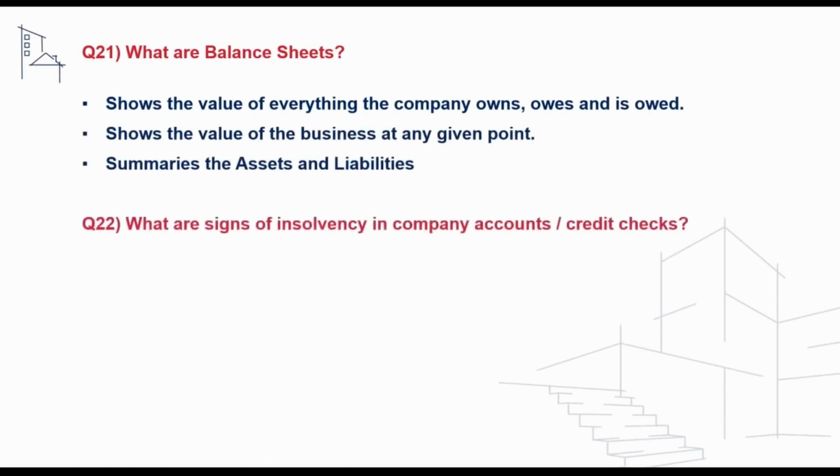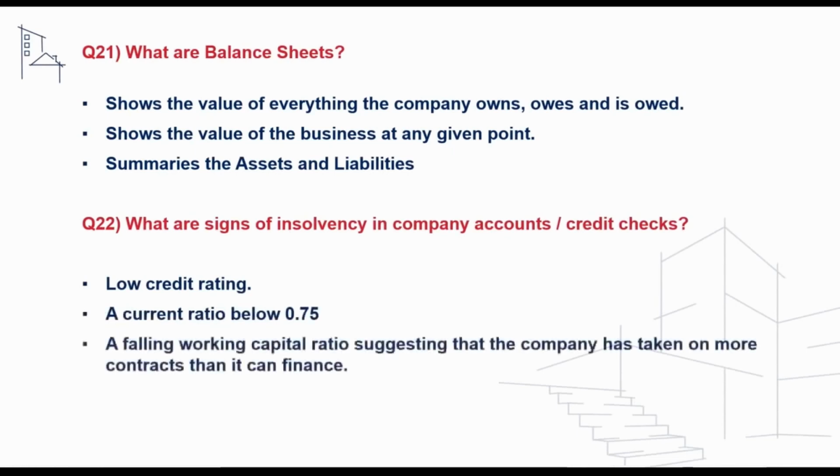Again, staying with this topic, we may also get asked a question on what are the key indicators or signs of insolvency within company accounts. And this could include indicators such as a low credit rating, a current ratio below 0.75, and also a fall in working capital ratio, which would suggest that the company has taken on more contracts than it can finance.